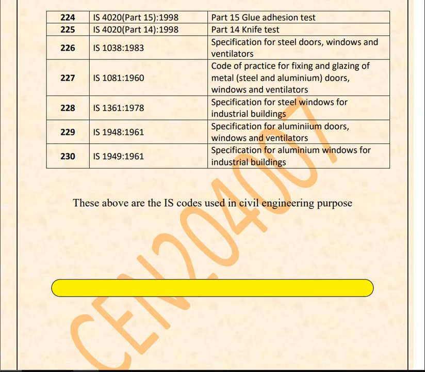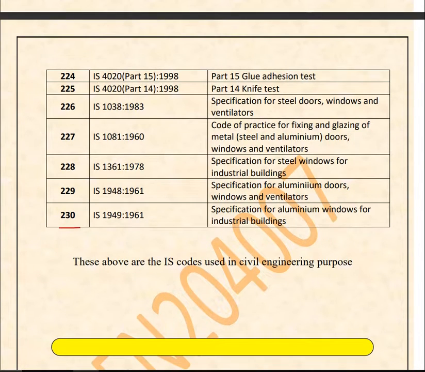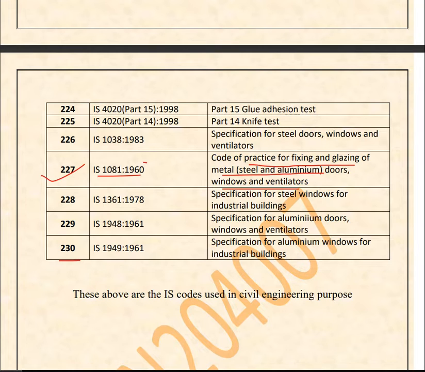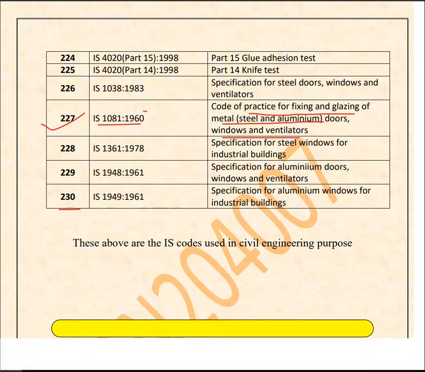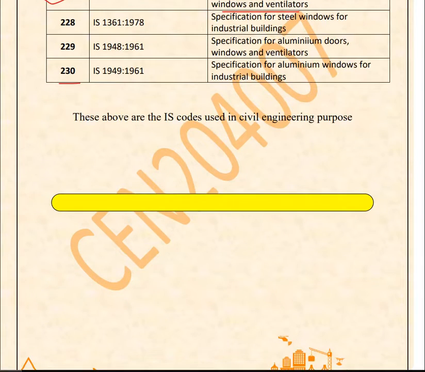There are also certain IS codes we have listed here. For this, this is the code for practicing fixing and glazing metal of doors, window and ventilator, that is IS 1081 1960. Now we are dealing with what IS code basically means.